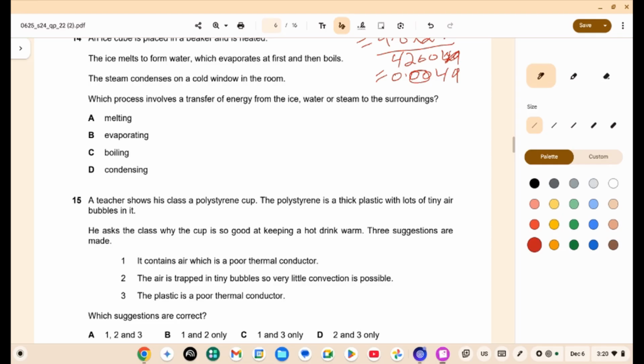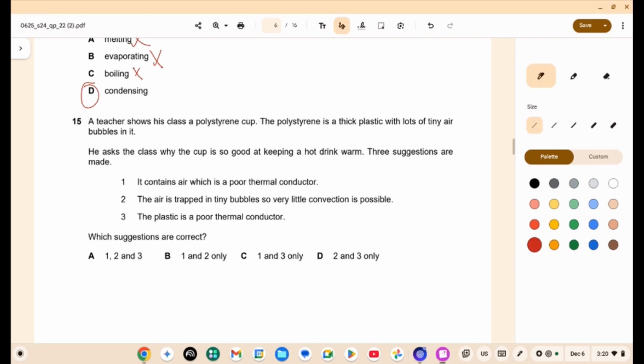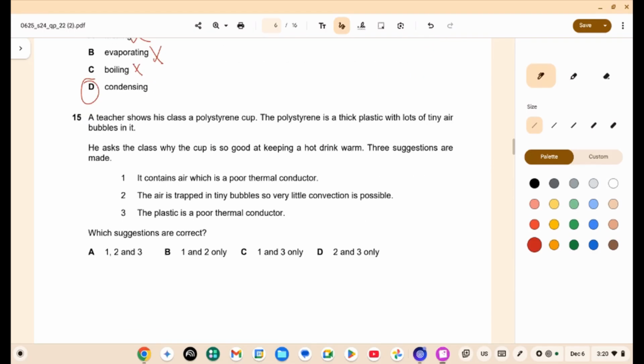Number A, melting, not correct, because melting absorbs energy or takes energy. Number B, evaporating, also it absorbs or takes energy, not correct. Number C, boiling, also absorbs or takes energy, not correct. Number D, condensing, yes, this is a transfer of energy because it loses energy to the surroundings. So the answer is condensing, number D.